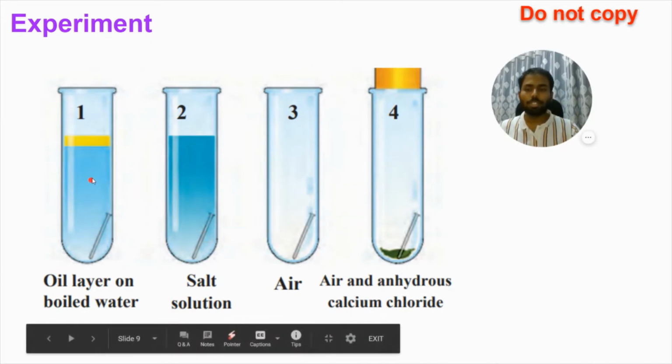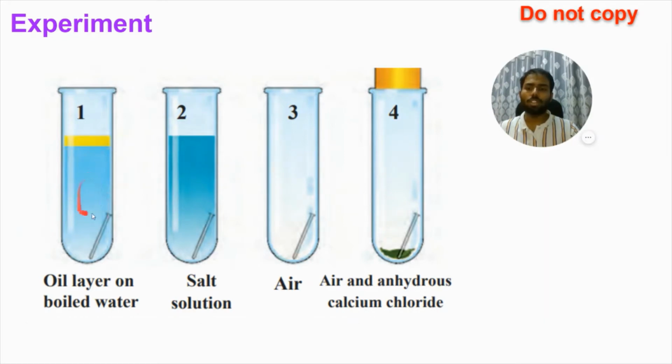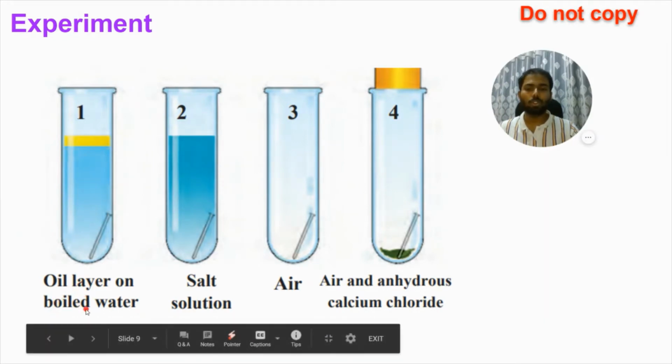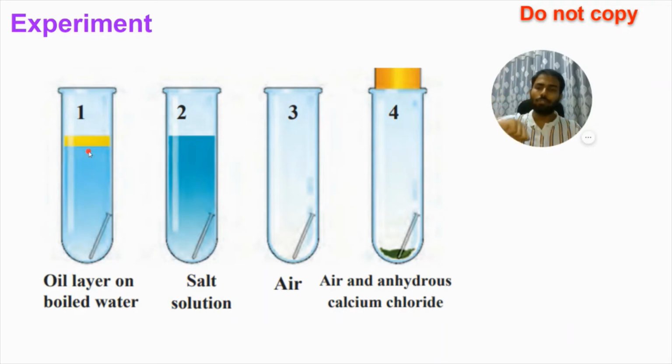In the first test tube, we are also putting water. We are putting boiled water because it should be pure. If you boil it, it becomes pure water. So you put boiled water here and at the top you put oil. When you put oil in water, it does not mix, so the oil is going to come up. Okay, why are we putting oil?